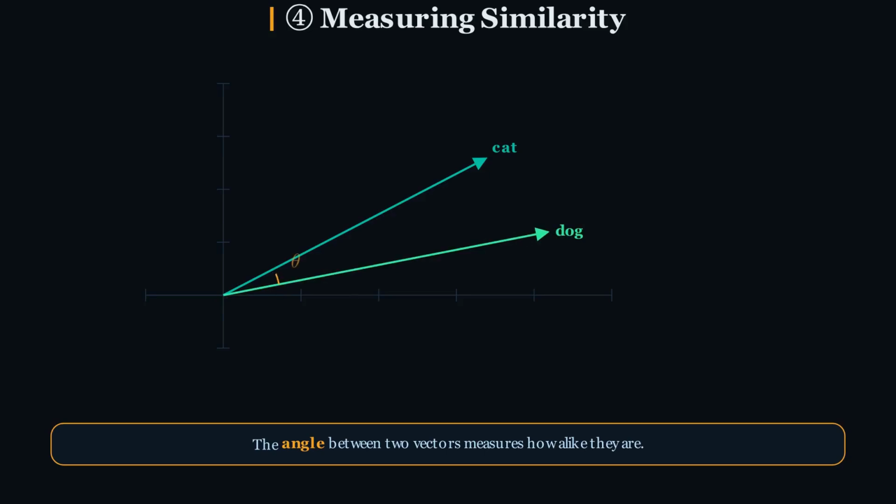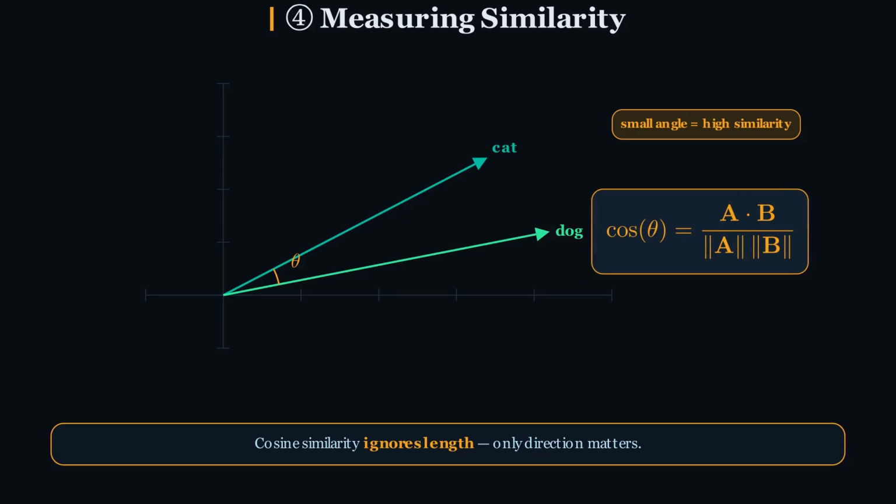Here are the embedding vectors for cat and dog. To measure how similar 2 words are, we look at the angle between their vectors. A small angle means the vectors point in nearly the same direction. High similarity. Mathematically, this is the cosine similarity formula. The dot product of the 2 vectors, divided by the product of their magnitudes. This normalizes away vector length, so only direction, meaning, matters.